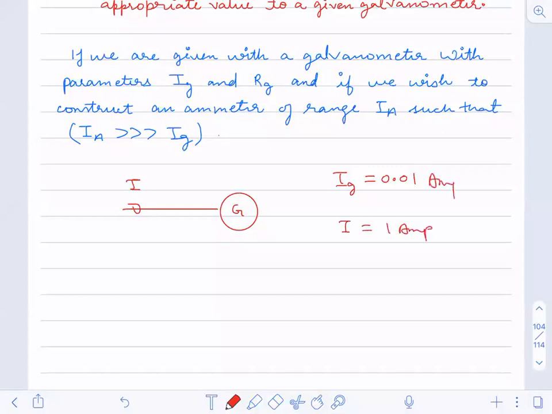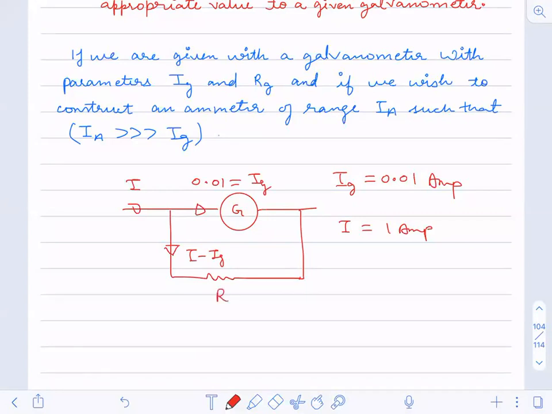Now what you have to do is, I allow 0.01 ampere to pass through it, and the remaining current, which is I minus Ig, passes through this resistor. Understood what I'm trying to do? I'm allowing this Ig to pass through the galvanometer, and the remaining current I will pass through this resistor.